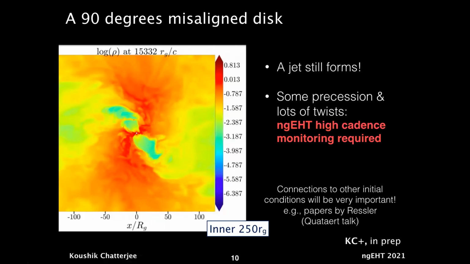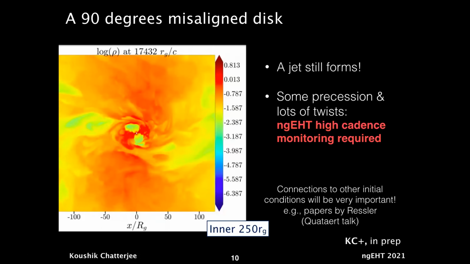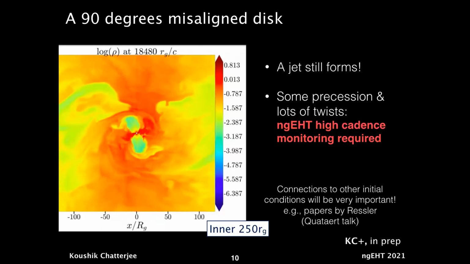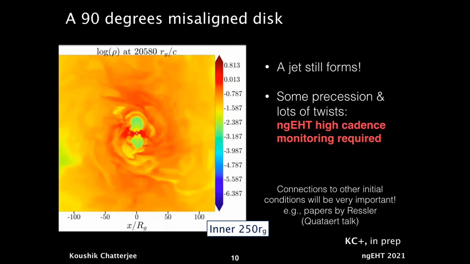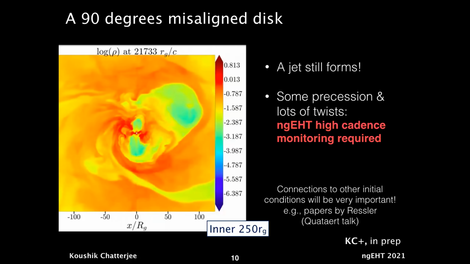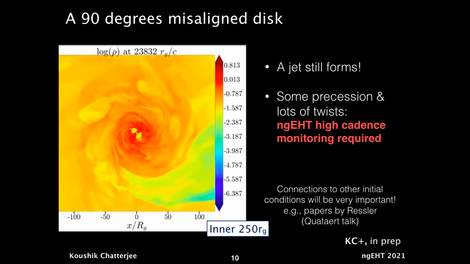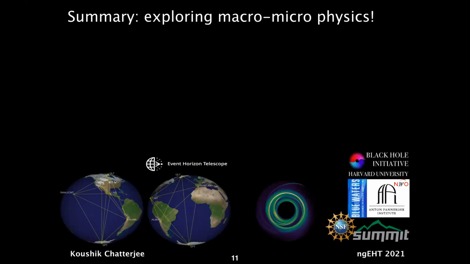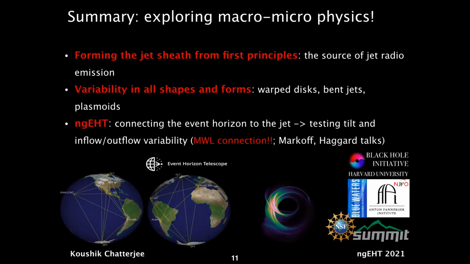Now, on Monday, Elliot Protter gave a very nice talk regarding initial conditions in simulations. And over there as well, we saw that the setups by Sean Ressler also produced these intermittent jets, which would be additionally interesting to ngEHT. So I think I'm out of time, so I'll just leave it there with the conclusions.